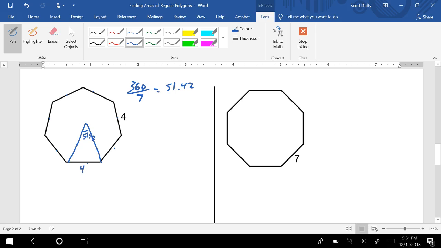I realize that the base of this is 4, and what I'm going to do is the second method where I actually use trigonometry. So I'm going to draw in my height. I don't know what it is, but if I redraw my triangle, half of 4 is 2. Half of 51.42 is 25.7.